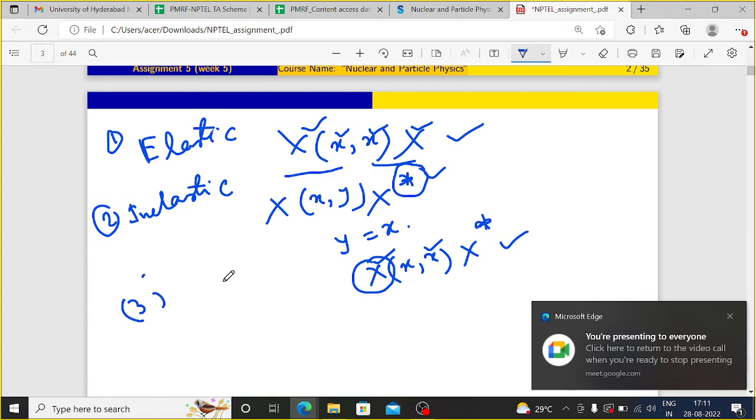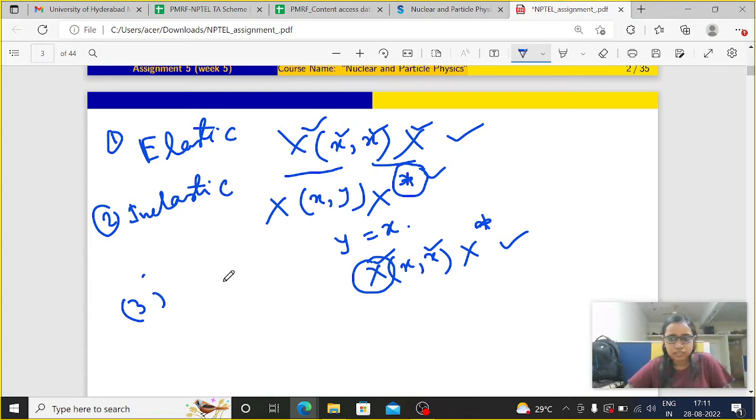Yeah, I have a question about the projectile in the scattering. Sorry, what is the projectile in the scattering process? What is the meaning of projectile?